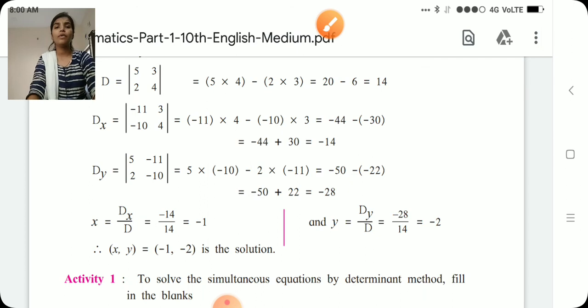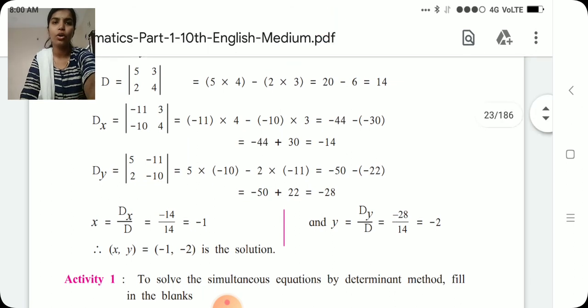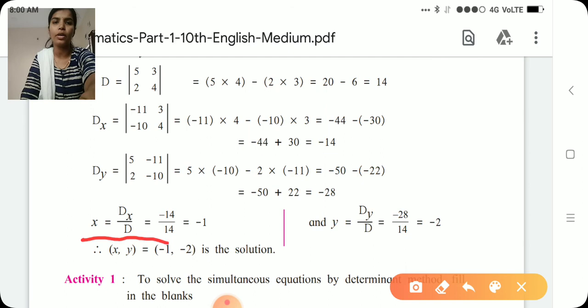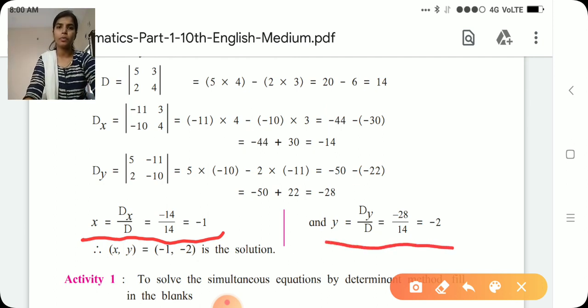Understand? Then we want to find out the x and y. So we will get the three determinants D, Dx, Dy. So the value of D is 14. The value of Dx is minus 14 and the value of Dy is minus 28. Then we are putting our values in the equation. x is equal to Dx upon D, that means minus 14 upon 14 is equal to minus 1, and y is equal to Dy upon D, that means minus 28 upon 14 is equal to minus 2.